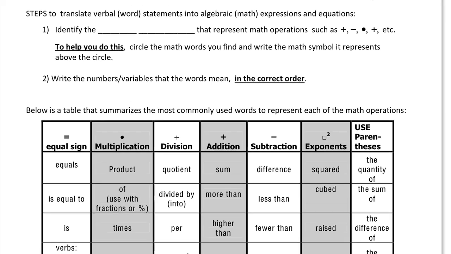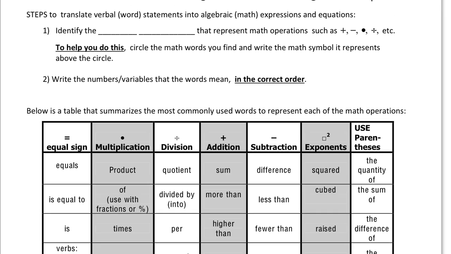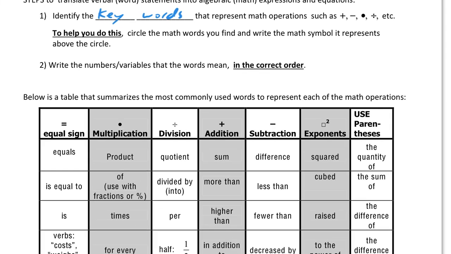Let's see what we've got. Here it says, steps to translate verbal or word statements into algebraic math expressions and equations. So our first step is to identify the keywords that represent math operations such as plus, minus, and this dot here stands for multiply, and divide, etc. To help you do this, circle the math words you find and write the math symbol it represents above the circle. Write the numbers or variables that the words mean in the correct order. And this table down here will help us identify some of those key words.